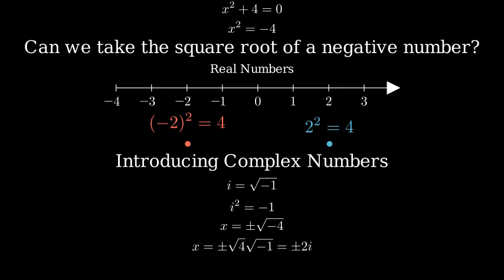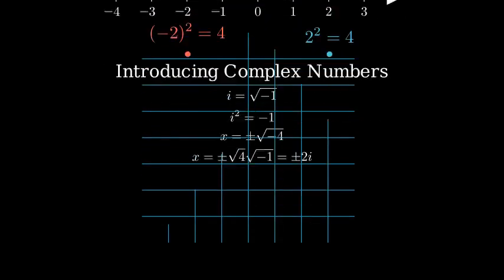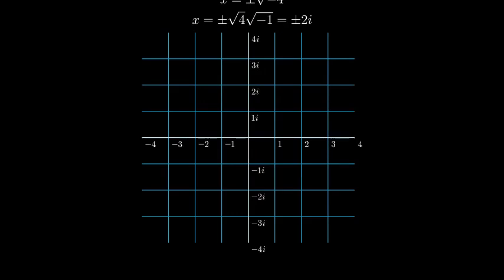Let's visualize these solutions on the complex plane. Unlike real numbers which live on a line, complex numbers live on a plane. The horizontal axis represents real numbers, and the vertical axis represents imaginary numbers, multiples of i. Our solutions, positive 2i and negative 2i, are located 2 units up and 2 units down on the imaginary axis.